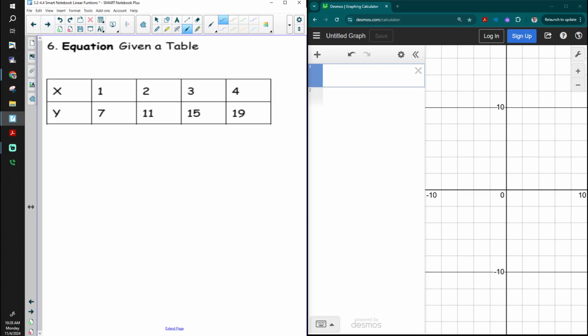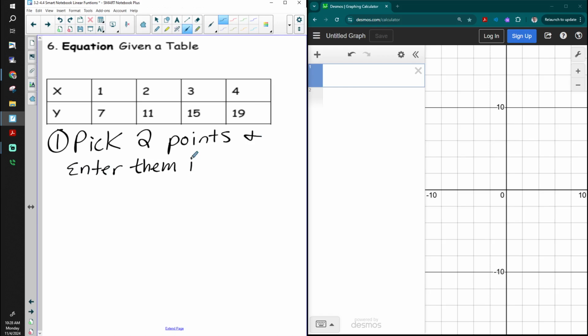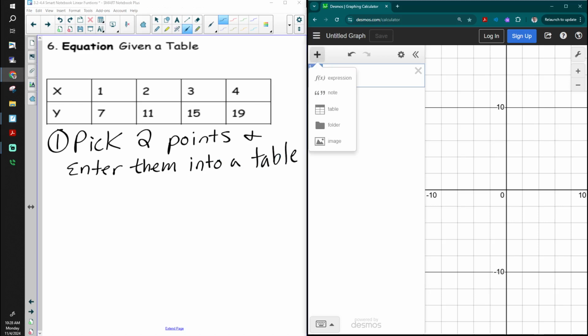So we're going to pick 2 points and enter them into a table. Add a table. We can go ahead and do the first 2. 1, 7, 2, 11.